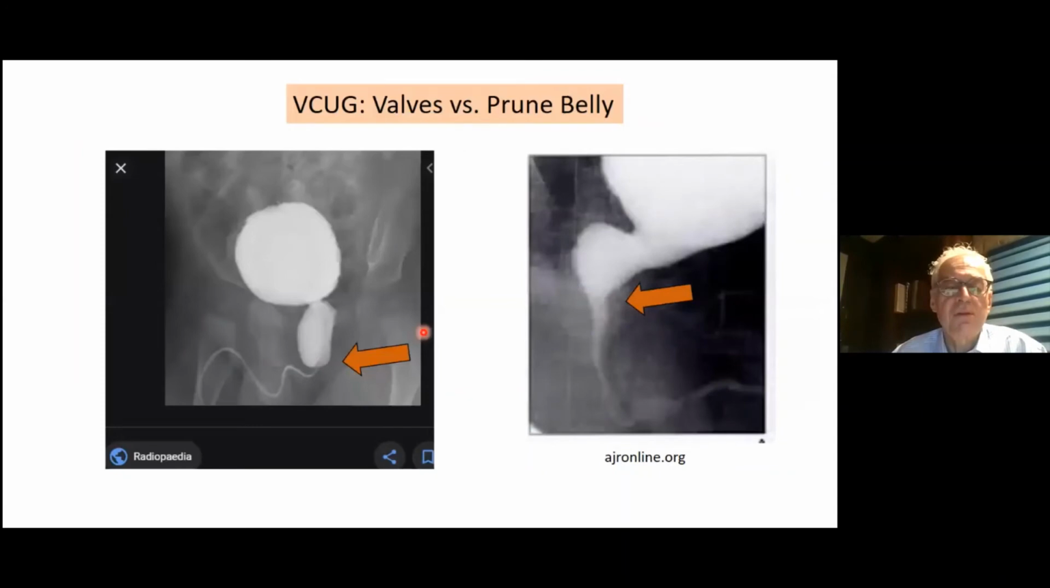Okay, here I was trying to bring out this distinction. Here's what the valve urethra looks like. Here's what the prune belly urethra looks like. Okay, very different.